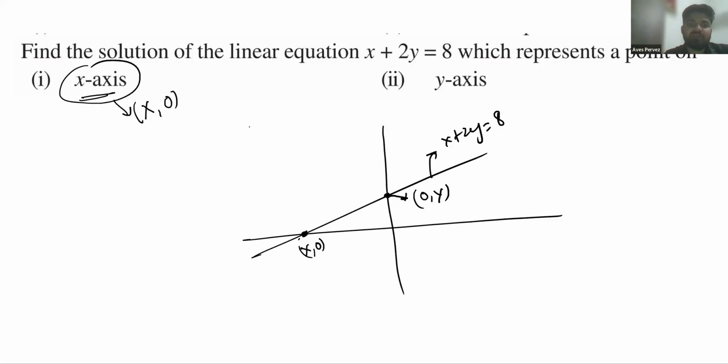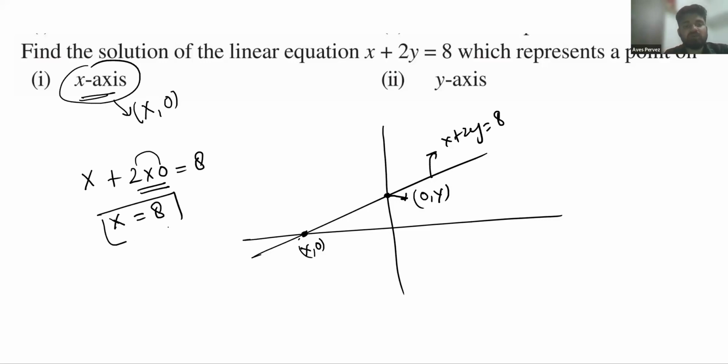Now put y as 0: x plus 2 into 0 is equal to 8. Now 2 into 0 is 0, and 0 plus x is x. So here x is equal to 8, and the coordinate will be 8 comma 0. And on the y-axis, similarly, tell me what should be the answer?